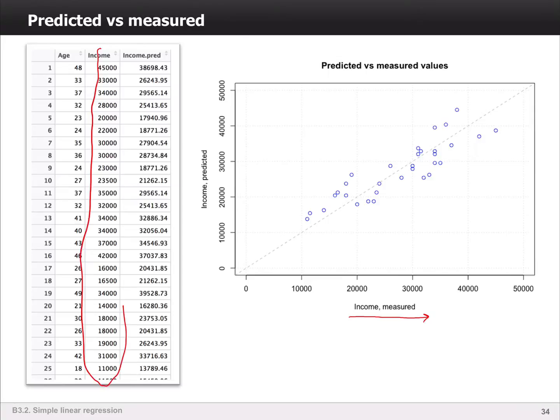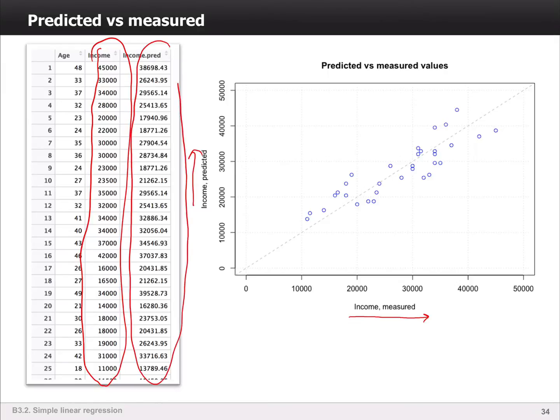So I took all these values and used them as x in this case. And then these are the predicted values. So this is what the model predicts. So these are all these values. Okay. Now let's think a little how this value should look like.